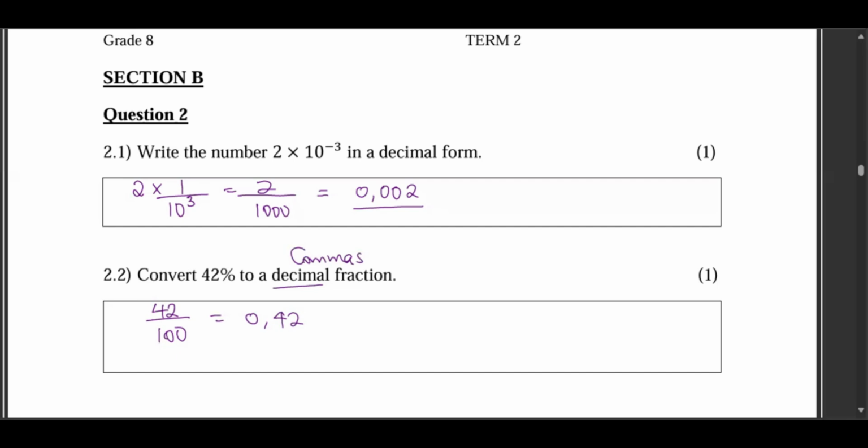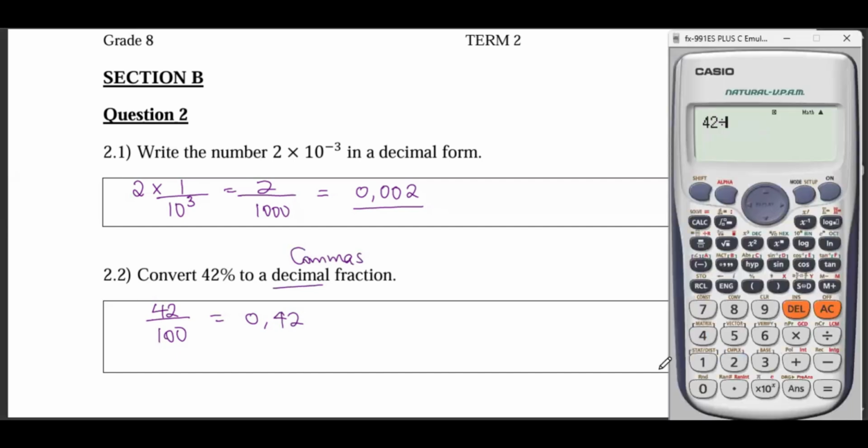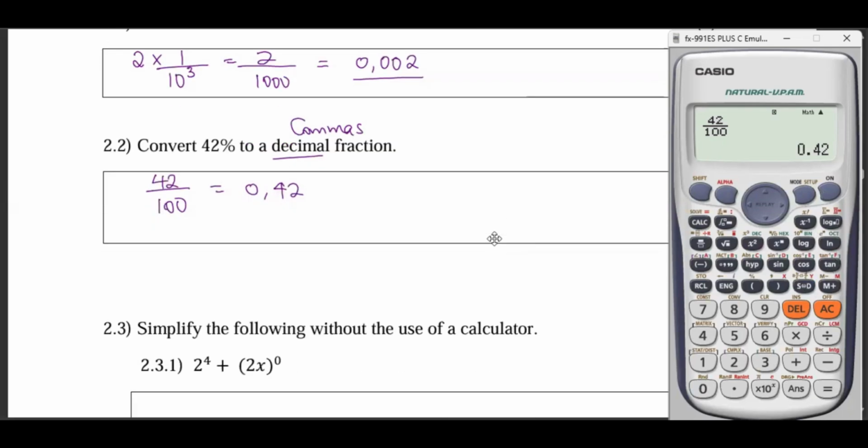Actually, how would you have used your calculator? You'd say 42 divided by 100, or 42 over 100. You press equals. It gives you that much, but press this. All right. That is it.